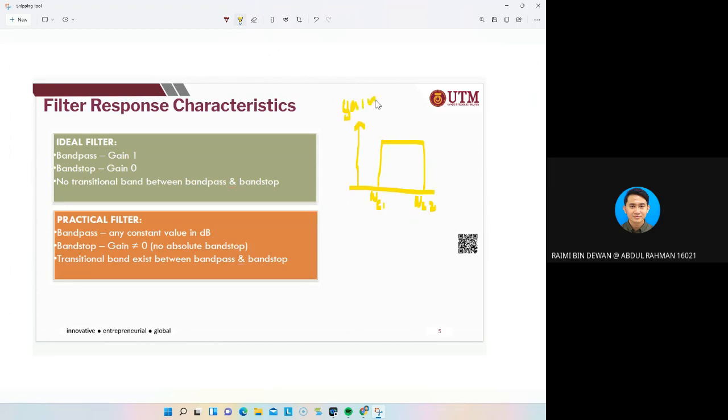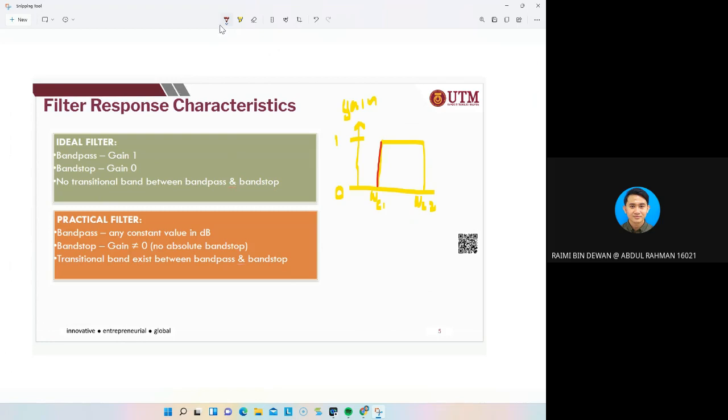In band pass filters, this one is 1, and then the frequency that is not allowed to pass through is totally 0. So in the ideal filter, there is no transitional band because there is a totally 90 degree drop here.